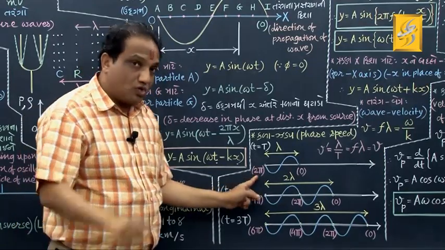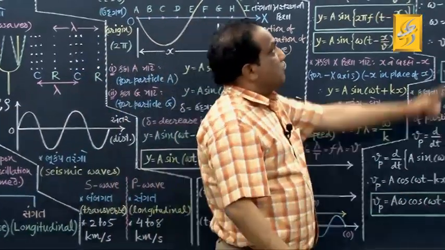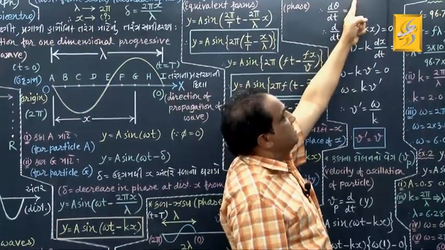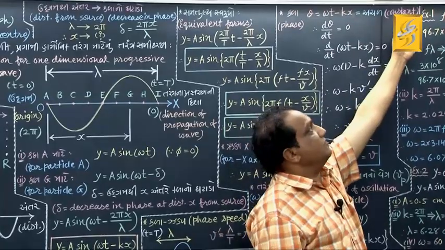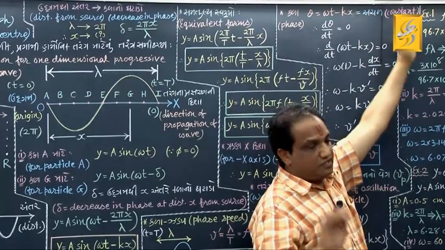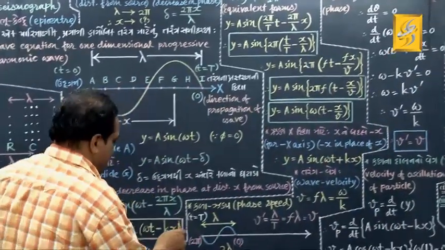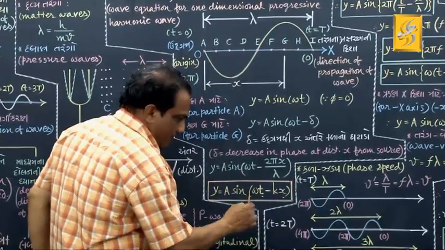So I am talking about constant phase. Phase is omega t minus kx. Let it be shown by symbol theta, which remains constant. Wait. What is this omega t minus kx? Tell me.